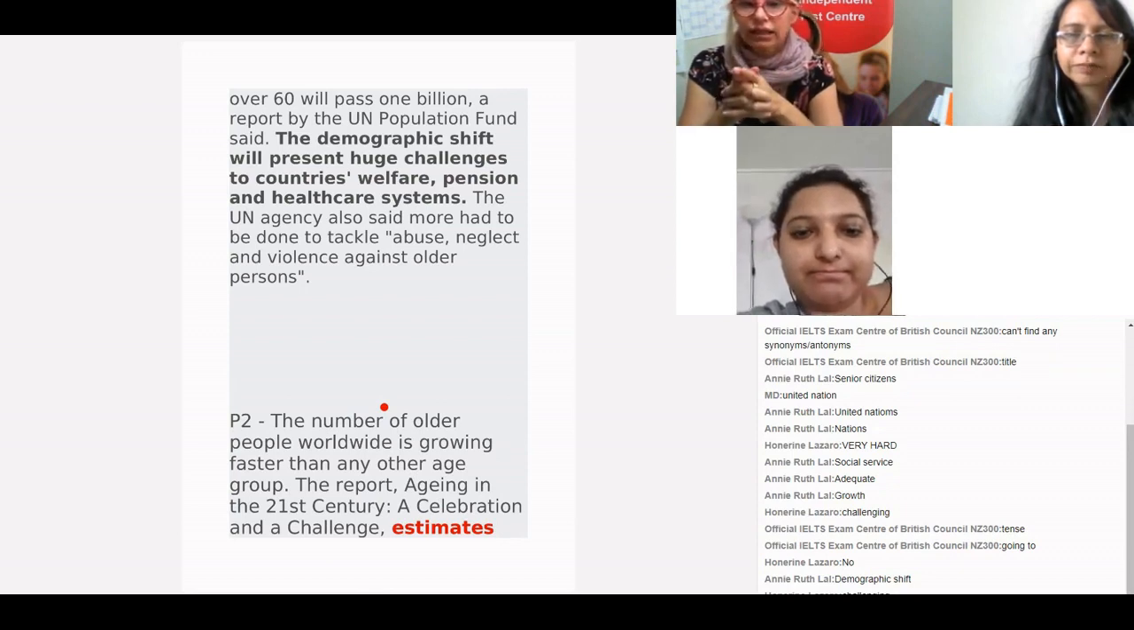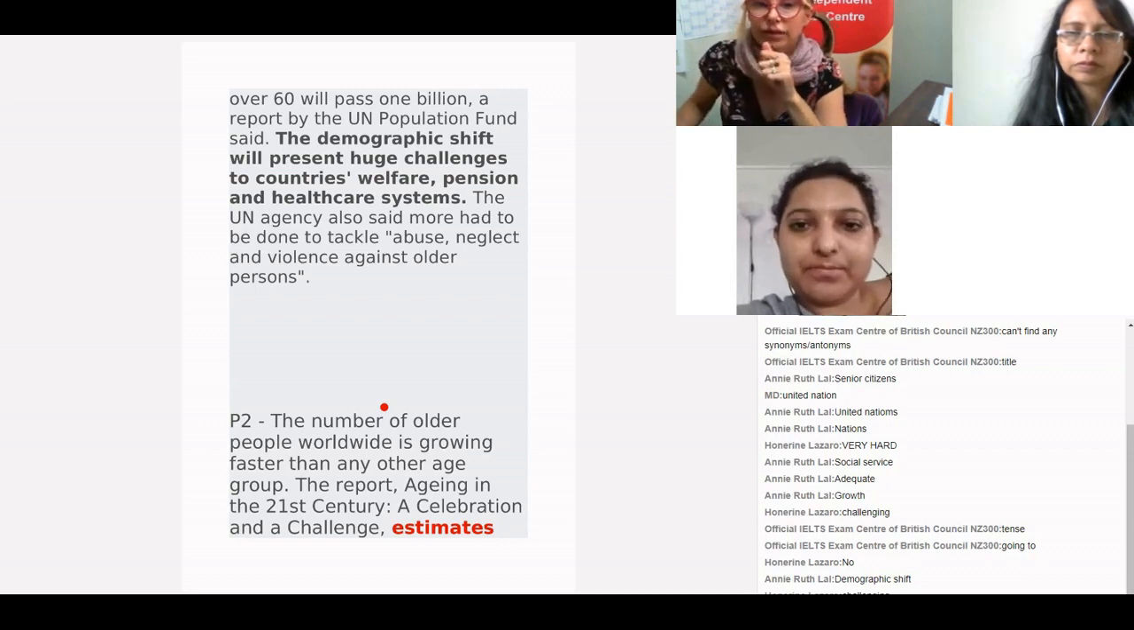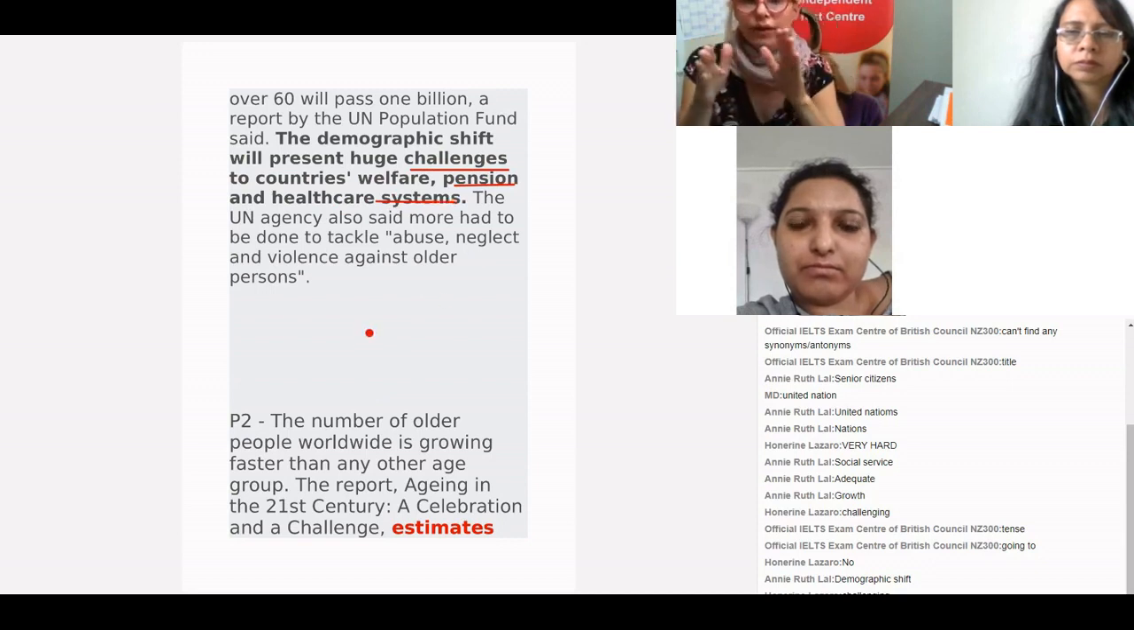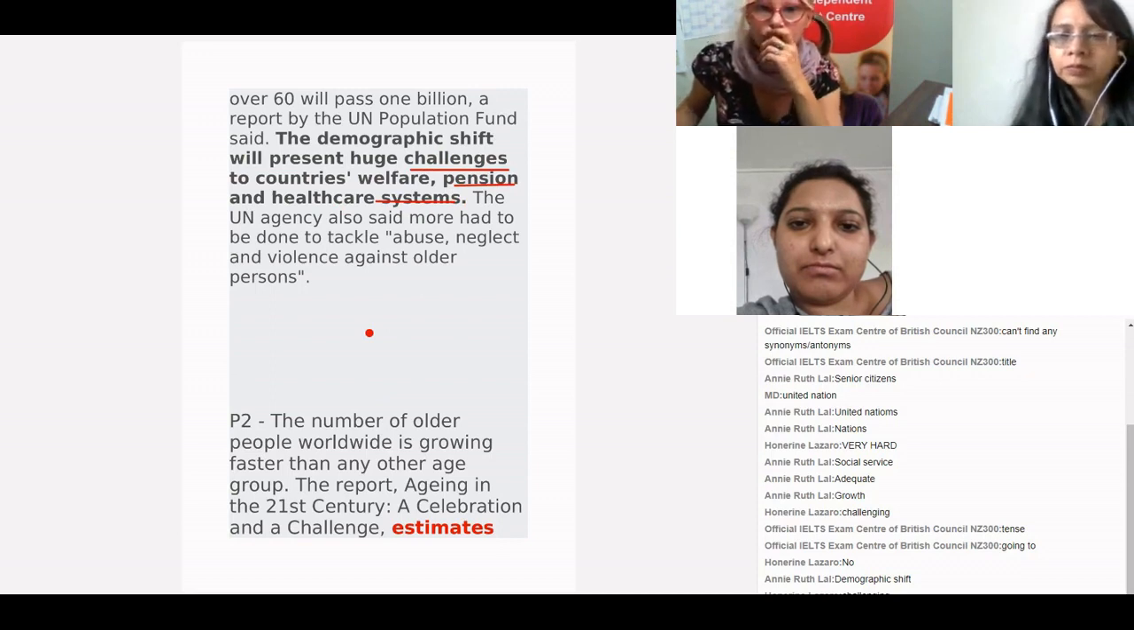Challenges. Yep. Good, Honorine. So we have found the word challenging or challenges. The demographic shift will present huge challenges. There we go. Okay, and there we have our other word there, pension and system. So that is where our information is definitely present. Do we now know whether this is true or false or not given? We can see the information there, but do we also need to look for our word going to? Can we find it?